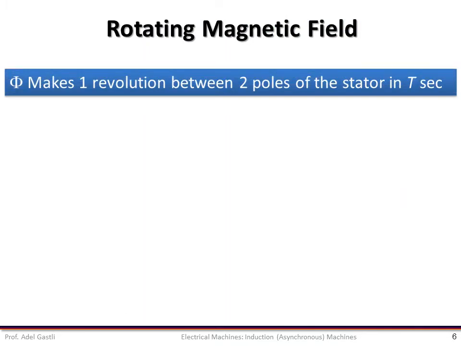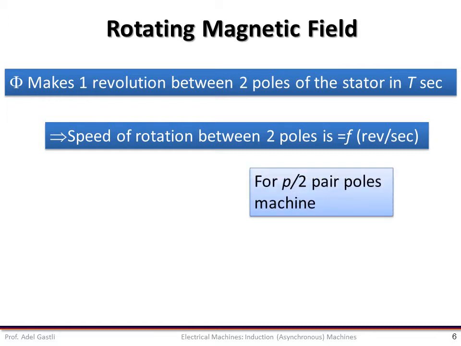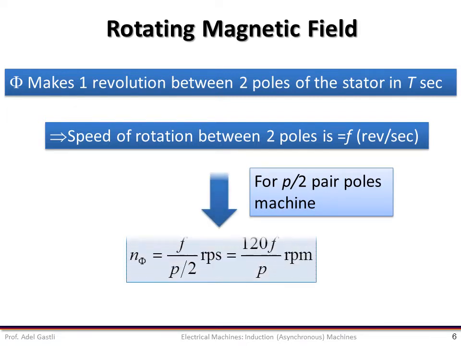So the stator flux makes one revolution between two stator poles in T seconds, which means that the speed of rotation of the stator flux between two poles is F revolutions per second, where F is the frequency of the power supply voltage. Thus, for a machine with P over 2 pairs of poles, the speed of rotation of the stator magnetic flux is F over P over 2 revolutions per second, which is equivalent to 120 F over P revolutions per minute, RPM.